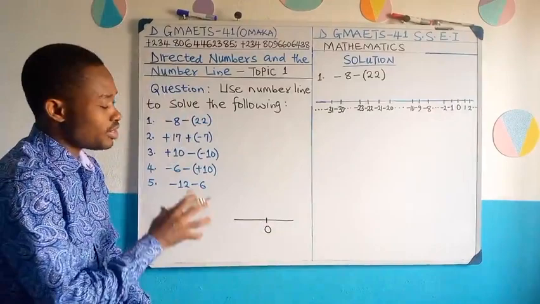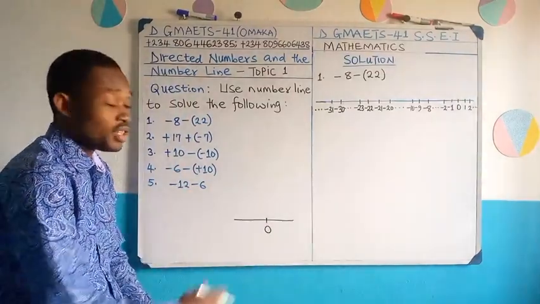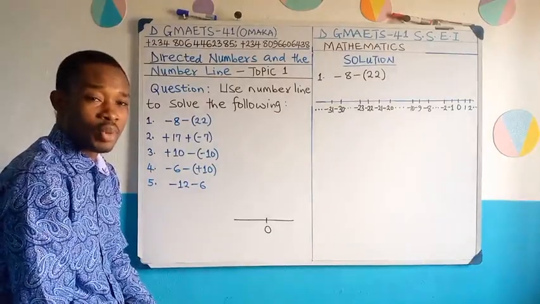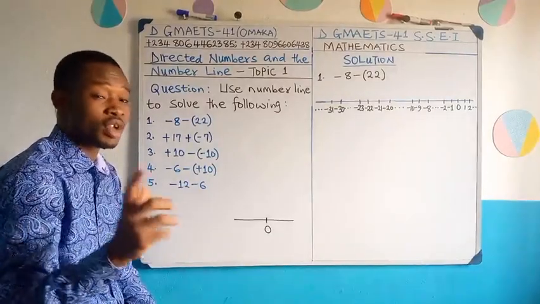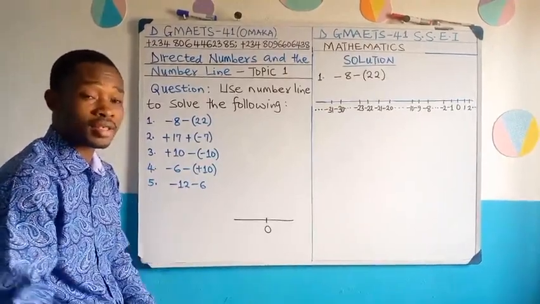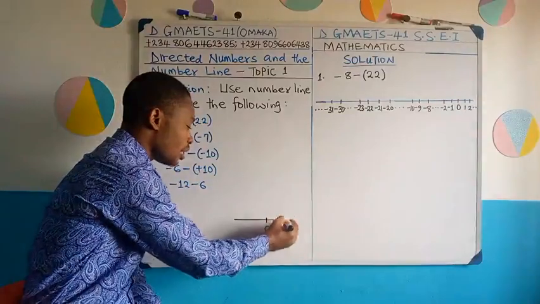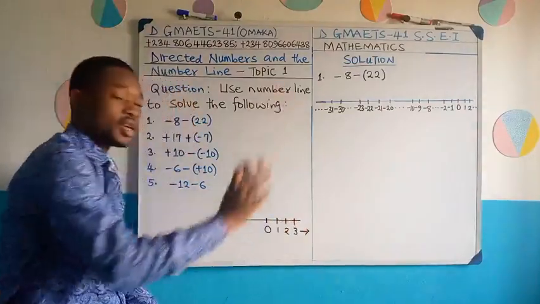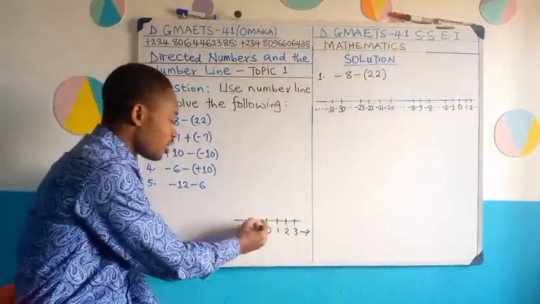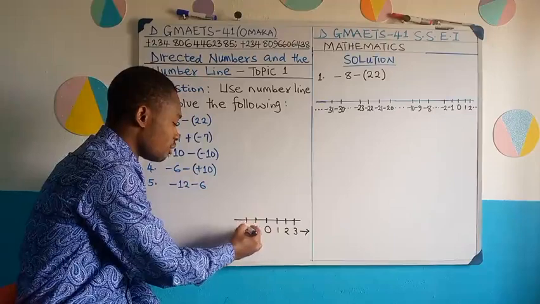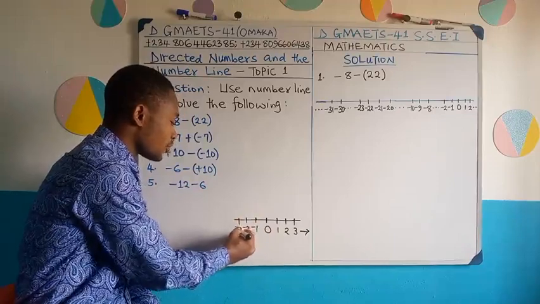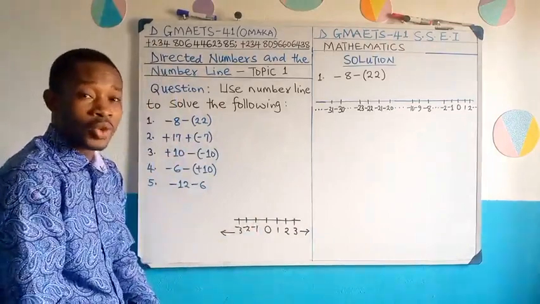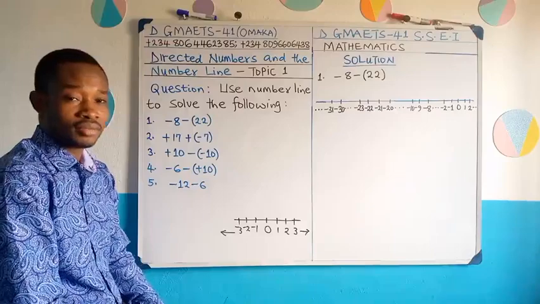Now, this 0 divides this number line into two parts. The right-hand side of 0, that is where you deal with positive numbers. Remember, positive numbers are numbers that are plus. So we could have something like 1, 2, 3, and the numbers continue. And then to the left of 0, you have negative numbers. So we have -1, -2, -3. The numbers still continue. You have -4, -5, and so on. It does not have an end.